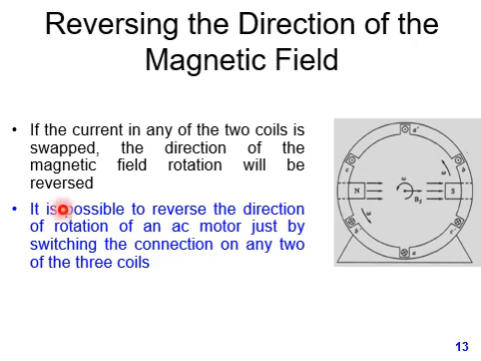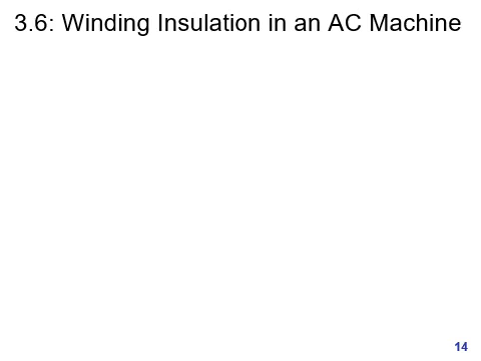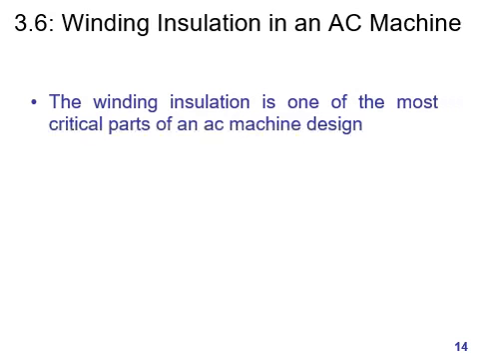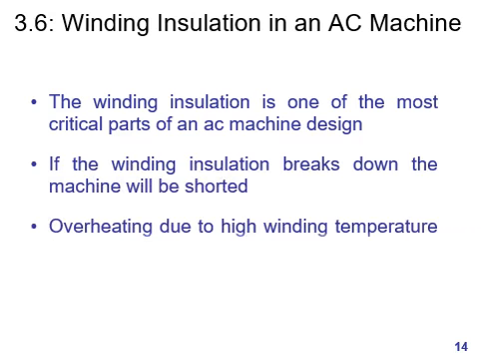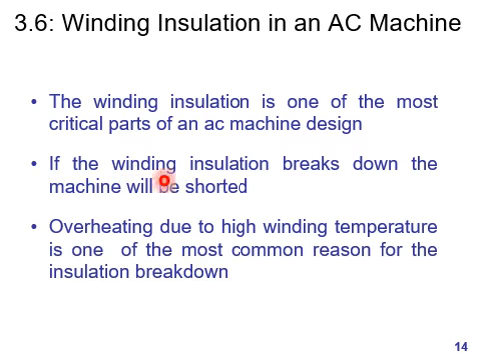Similarly, it is possible to reverse the direction of rotation of an AC motor just by switching the connection on any two of the three coils. Now we come to know about the insulation in an AC machine, the winding insulation. The winding insulation is one of the most critical parts of an AC machine design.